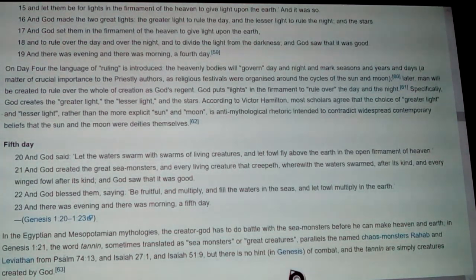On the fifth, though, God said, let the waters swarm with swarms of living creatures, and let the fowl fly above the earth in an open firmament of heaven. And God created the great sea monsters, and every living creature that creepeth wherewith the waters swarmed, and of its kind, and winged fowl after its kind. And God saw that it was good. And God blessed them, saying, be fruitful, and multiply, and fill the waters and seas, and let fowl multiply in the earth. And there was this evening, and there was a morning, and a fifth day.